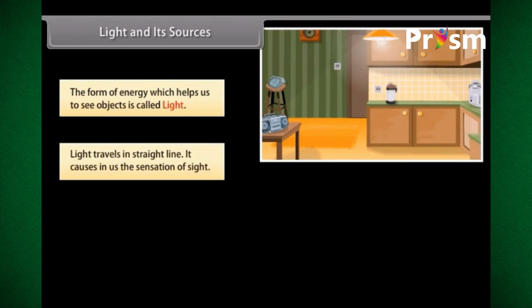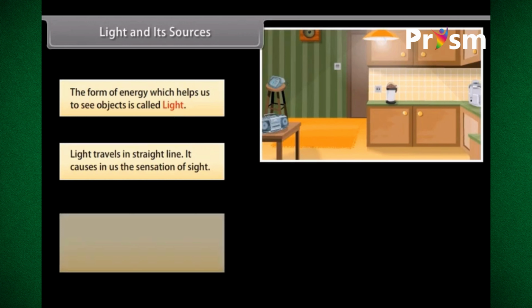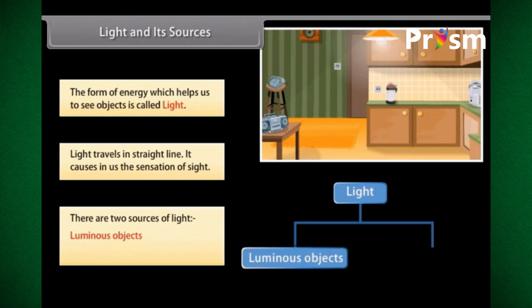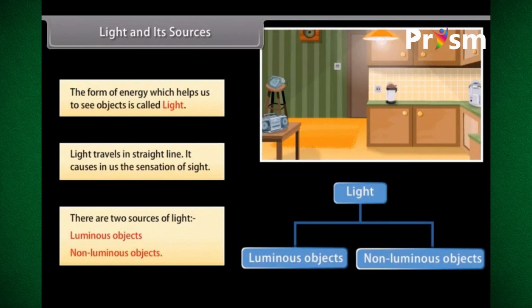Light travels in a straight line. It causes in us the sensation of sight. There are two sources of light: luminous objects and non-luminous objects.